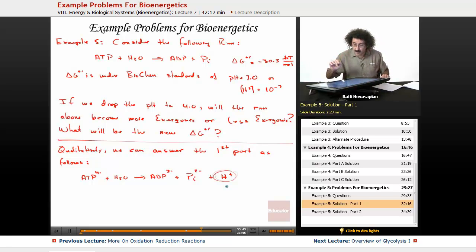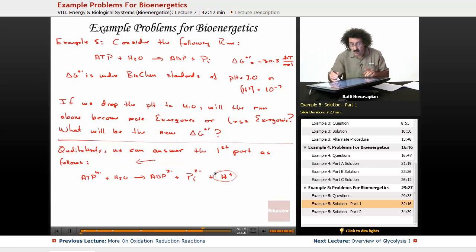Now, dropping the pH means raising the hydrogen ion concentration. If you raise the hydrogen ion concentration, you know by Le Chatelier's principle that you're going to end up pushing the reaction that way. So qualitatively, you can answer this question. It's actually going to become less exergonic. There's going to be less free energy available. This negative 30.5 is going to get less negative. It's going to go up to maybe negative 20, negative 15, negative 10. Who knows?